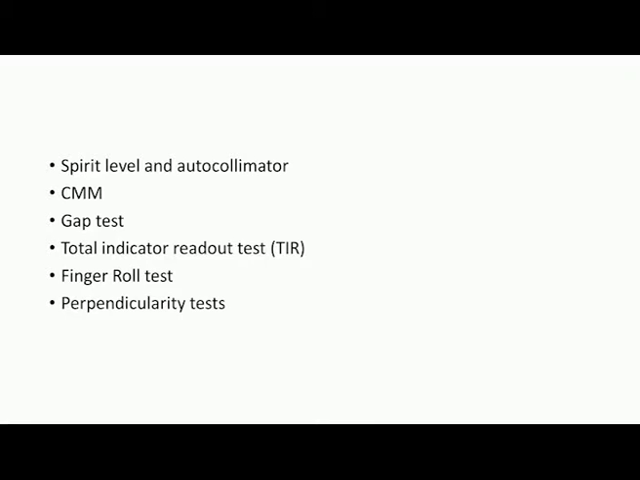And then we will move on to the measurement of straightness using coordinate measuring machines, and we will see some of the tests like gap test, total indicator readout test, and finger roll test, and after that we will move to the measurement of perpendicularity.